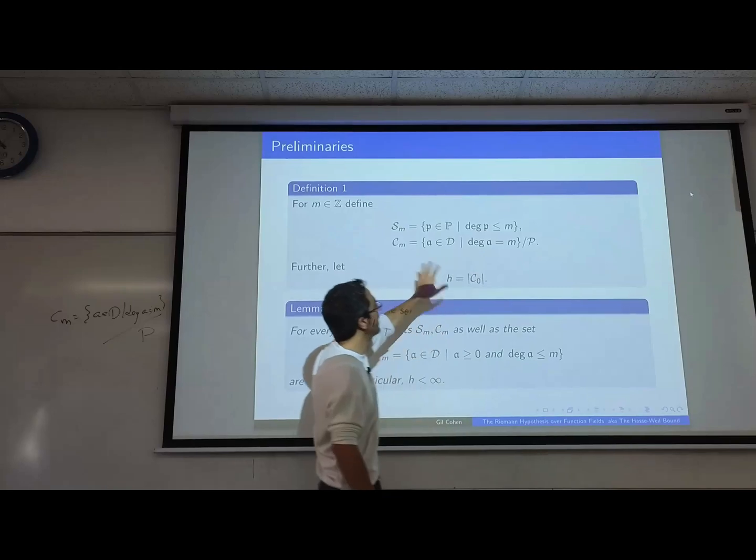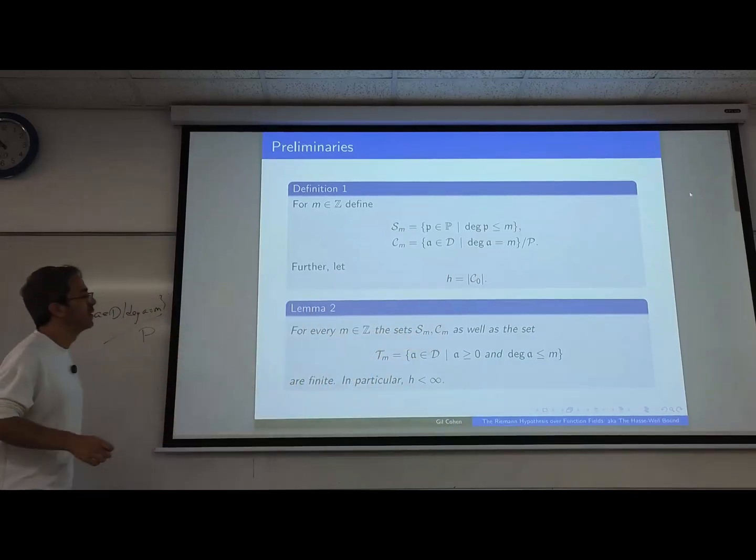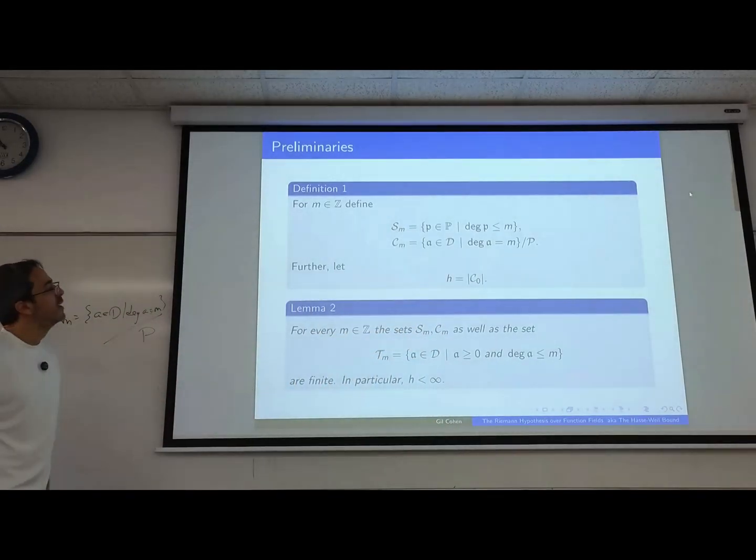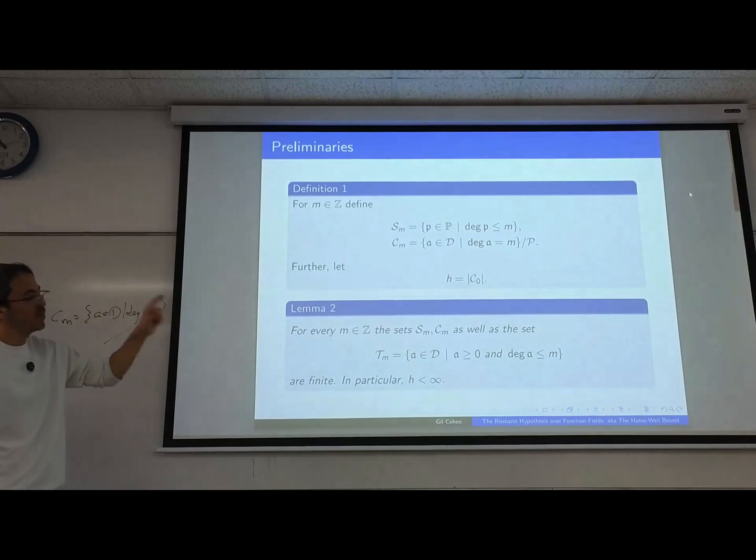This is a set, and I'm claiming that that set is finite. It's very easy to do, but I'm not going to do it. And I'm going to denote by h the size of C_0. Okay. So for example, what do you think h is for the rational function field?